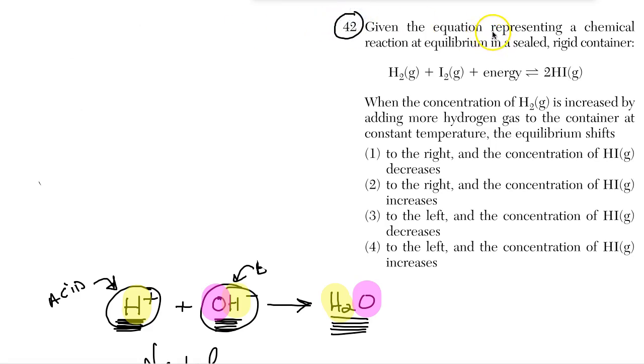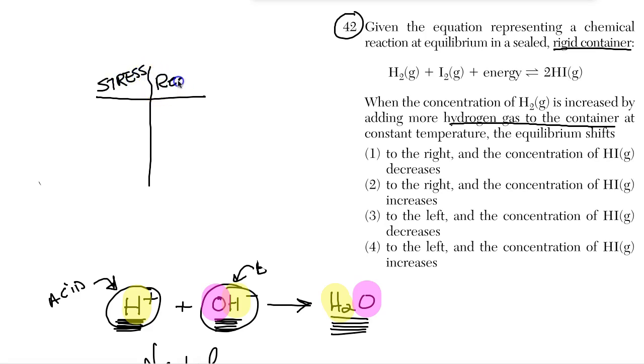Given the equation representing a chemical reaction at equilibrium in a sealed rigid container. Okay, equilibrium, double arrows, the rate of the forward equals the rate of the reverse. When the concentration of H2 is increased by adding more hydrogen gas to the container at constant temperature, the equilibrium shifts how? Okay, so I like to teach this with stress and response.